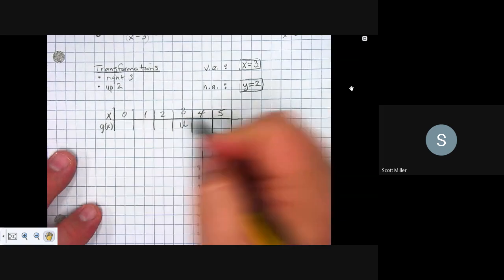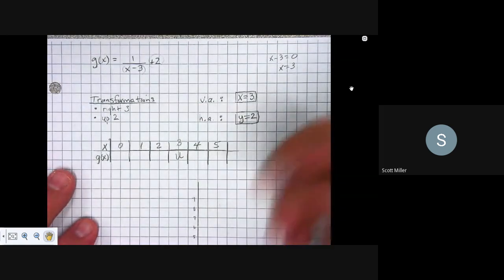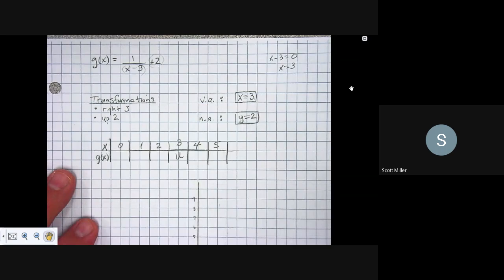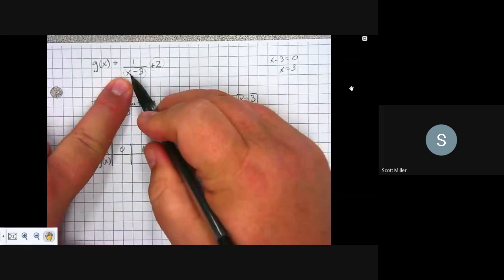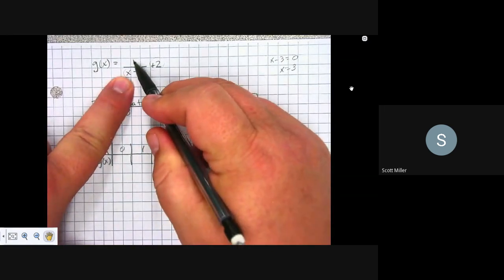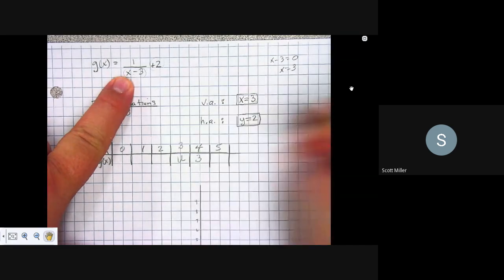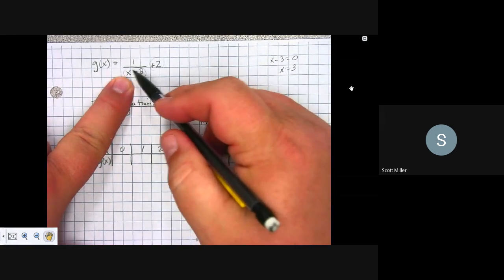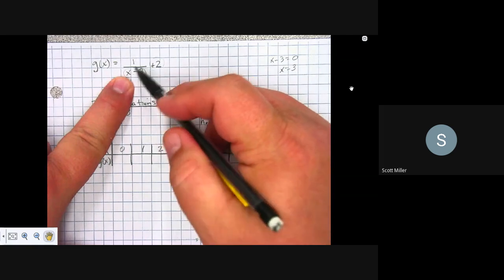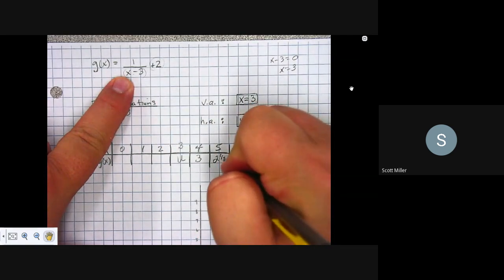Once I have this, then I just take these numbers and I plug it in here. Don't worry about any kind of fancy way of doing the fractions and stuff like that. Just keep the fraction. If I plug in a 4, I'm going to get 4 minus 3, which is 1. 1 divided by 1 is 1. 1 plus 2 is 3. If I plug in 5, the bottom is going to become a 2. So this is 1/2 plus 2. 1/2 plus 2 is 2 1/2.